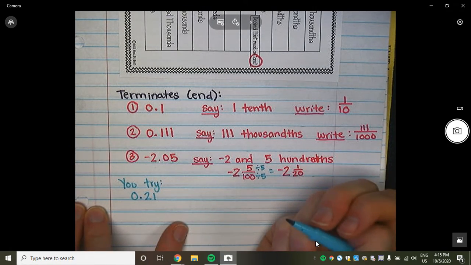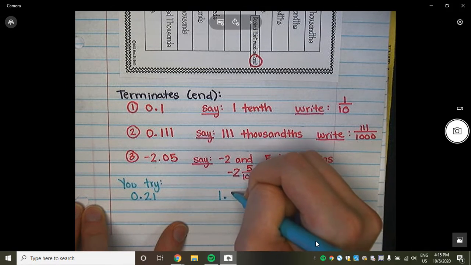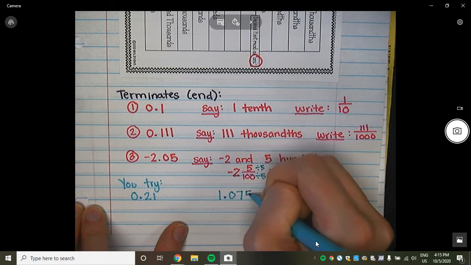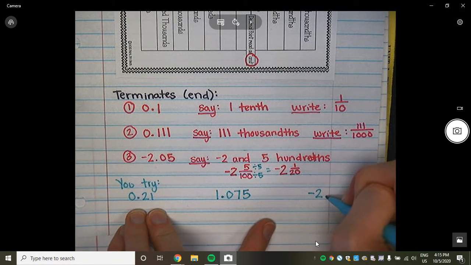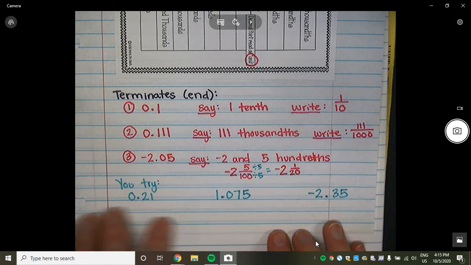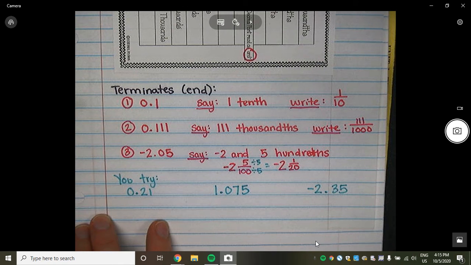0.21, 1.075, and -2.35. So go ahead and pause the video now, and then once most people have finished, you can click play and we'll go over those.